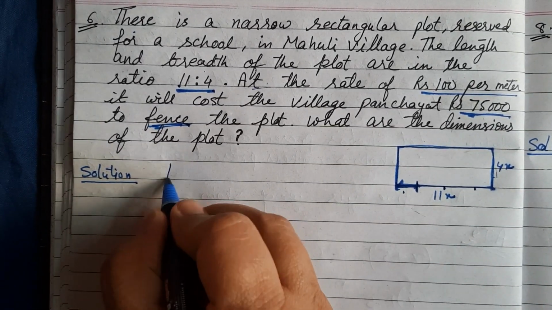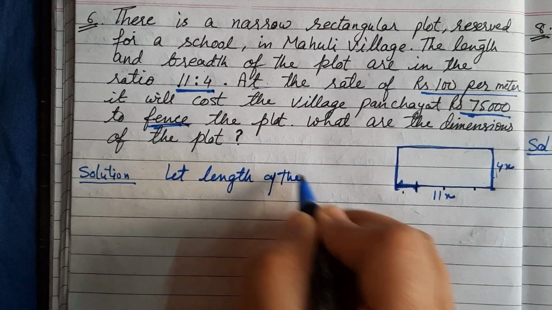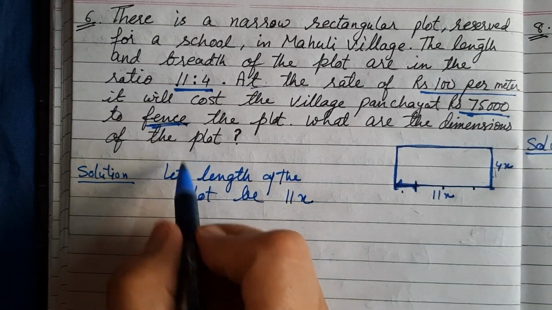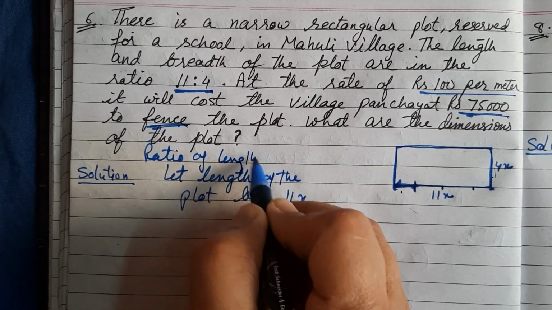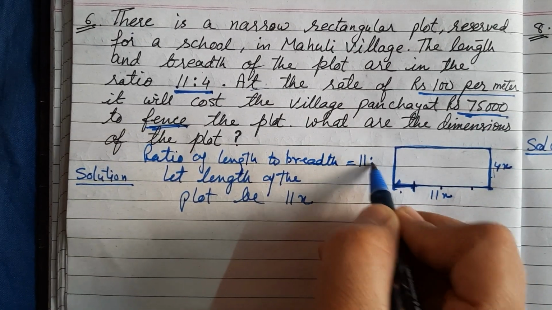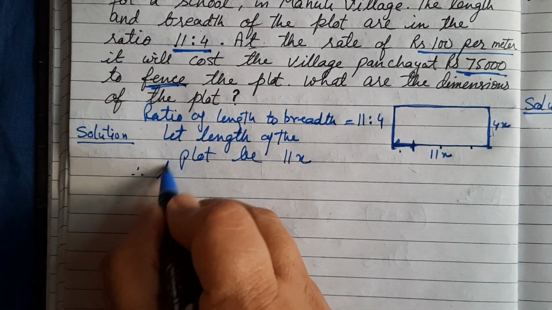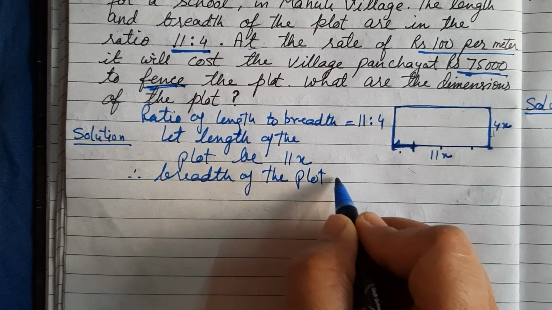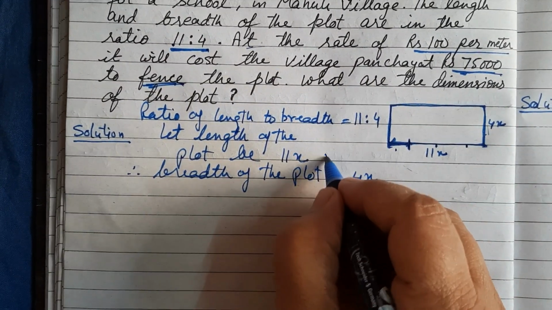So first we will suppose here, let length of the plot be 11x. Before that you can write ratio of length to breadth is equal to 11:4. So this is length, therefore breadth of the plot will be 4x. Units, so here unit is meter.